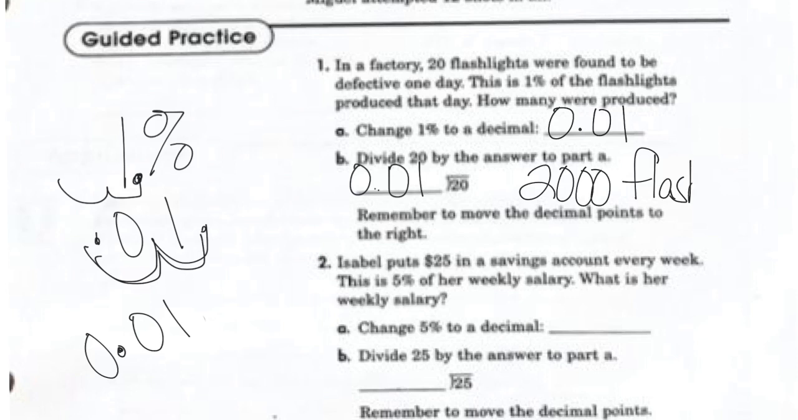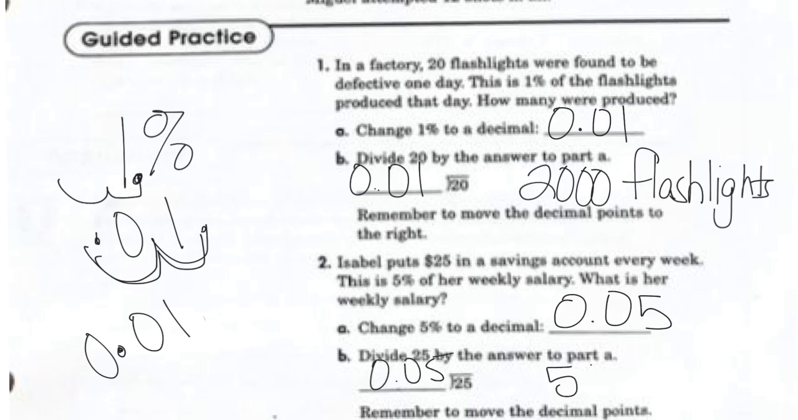flashlights. Okay, so Isabel puts $25 in her savings account every week. This is 5% of her weekly salary. So if I change 5%, it's going to become 0.05. So then I take 25 divided by 0.05, and I get 500. And it is in dollars. Or I can take 25 divided by 5 second key percent, and I get $500.